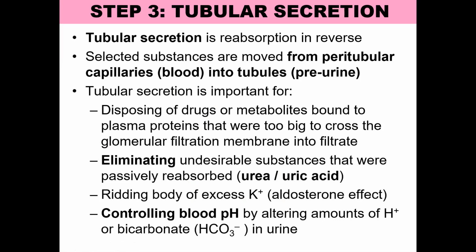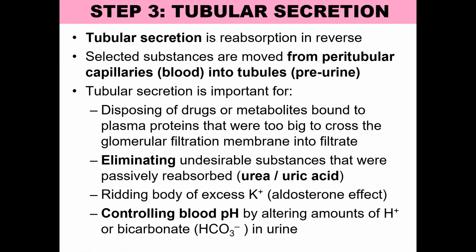And this is important because we need to get rid of some of these drugs or metabolites that were too big to cross through the glomerular filtration membrane, because remember that was that coffee filter colander, and the big stuff can't go through. So some of these metabolites are really big and we need to get rid of them. So we're going to secrete them in a different place, not through that glomerular membrane.